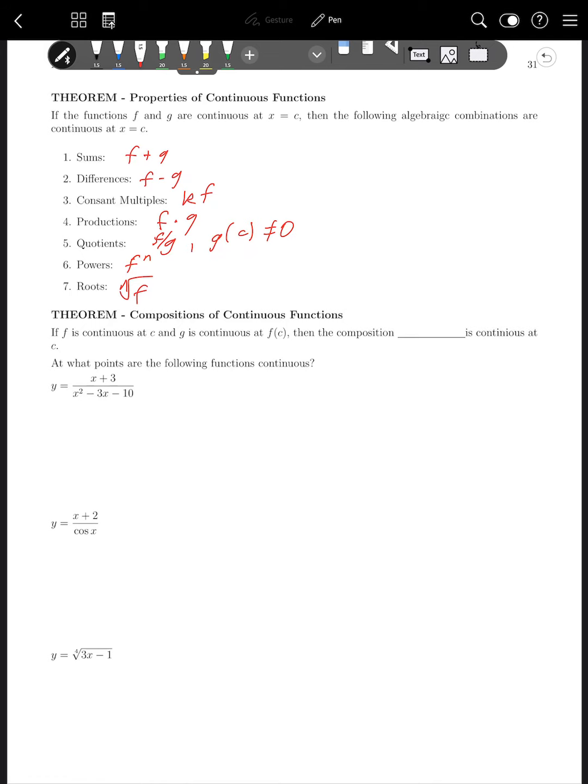Assuming that, for this last one, f of c is greater than or equal to 0 when n is even. So the two caveats here are just to make sure that the combination doesn't become undefined, right? We can't divide by 0, so that's why number 5 has this caveat, and we can't take the square root or the fourth root or the sixth root, an even root of a negative number. So that's why we have this caveat for number 7.